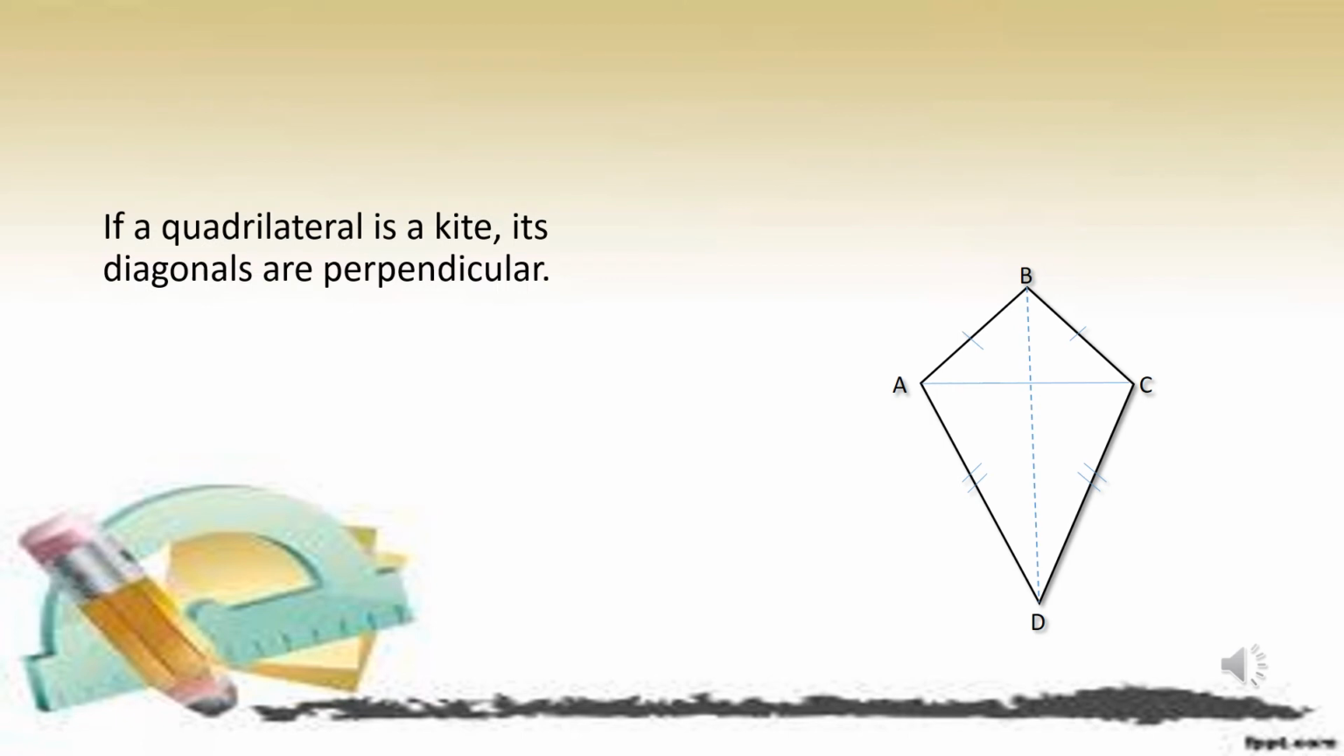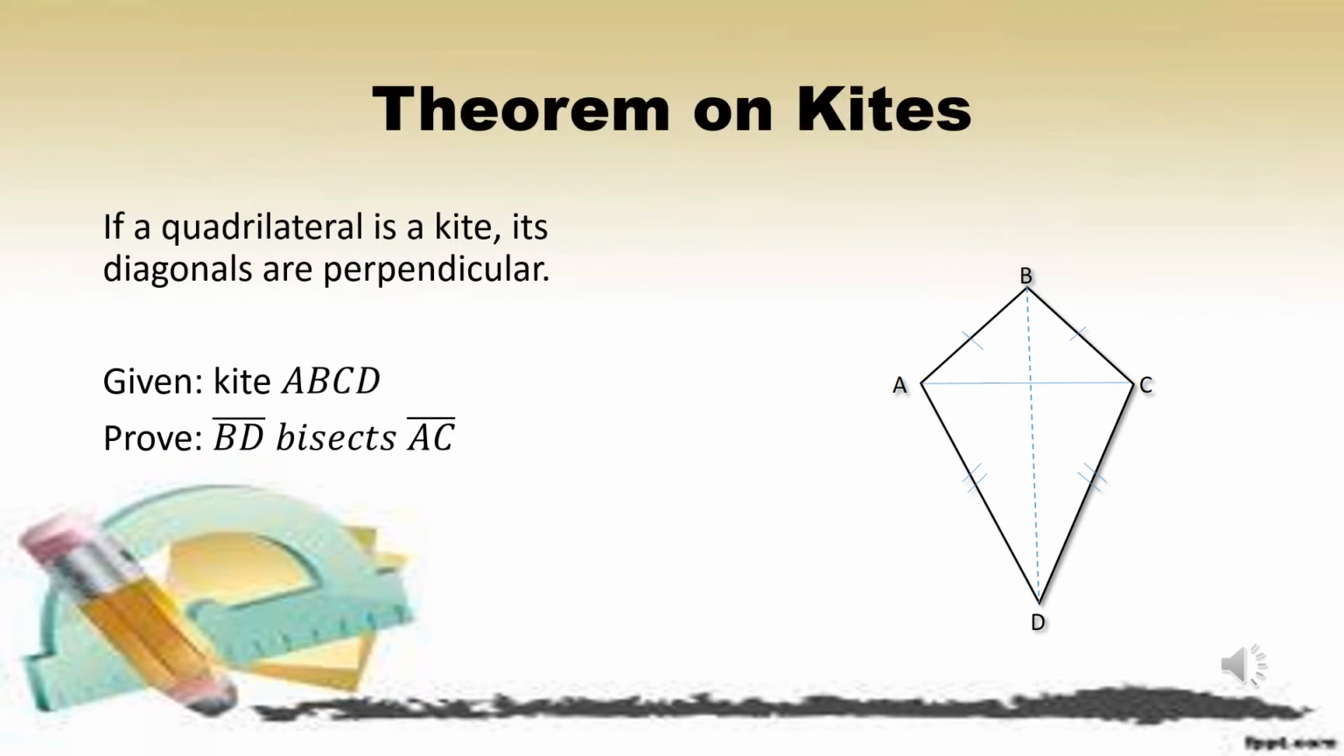Like our previous discussion on trapezoids, on kites we will also be proving two theorems. So the first theorem is, if a quadrilateral is a kite, its diagonals are perpendicular. So given kite ABCD, prove that BD bisects AC.